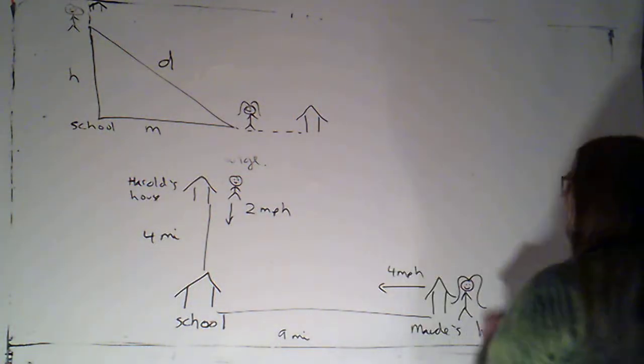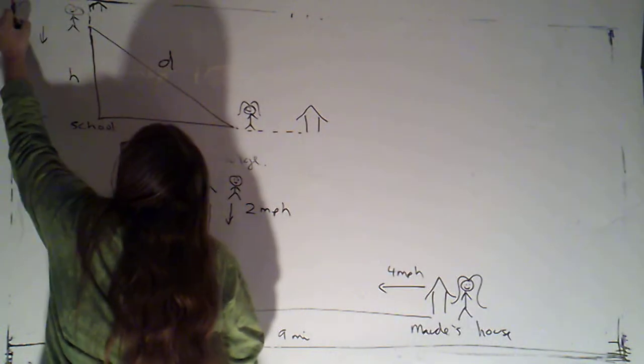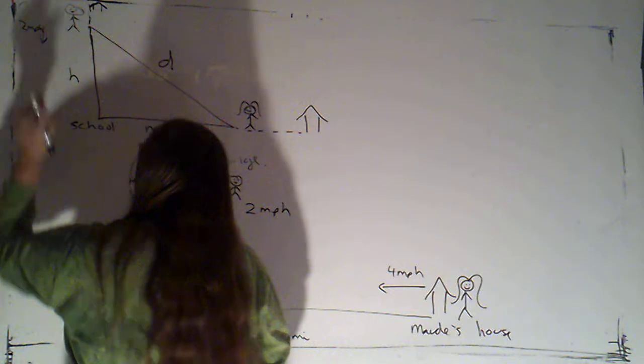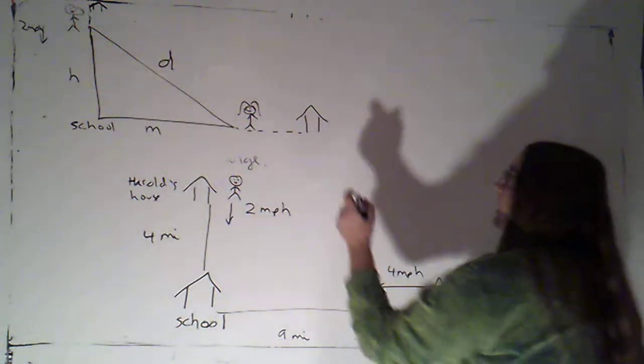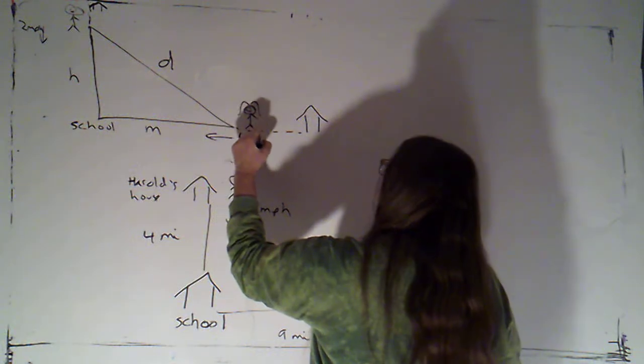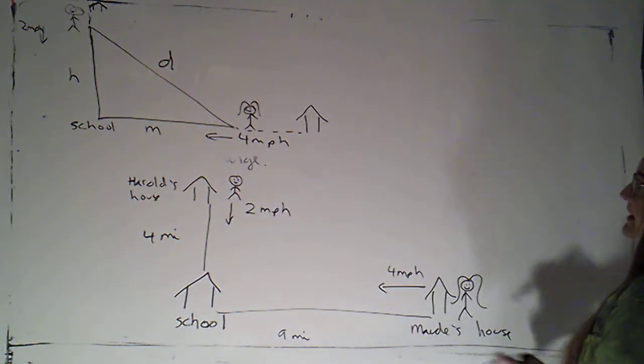Okay. And let's see, what I know is that Harold was walking at 2 miles per hour, and the initial distance was 4. And Maude's walking at 4 miles per hour, and her initial distance was 9.